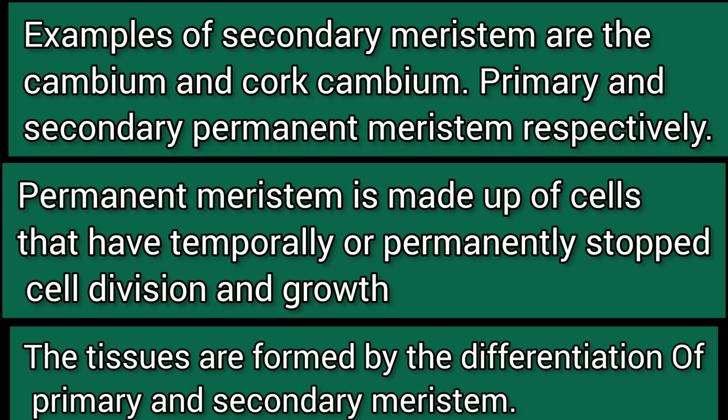Examples of secondary meristem are the cambium and cork cambium. Primary and secondary permanent meristem, respectively. Permanent meristem is made up of cells that have temporarily or permanently stopped cell division and growth. The tissues are formed by the differentiation of primary and secondary meristem.